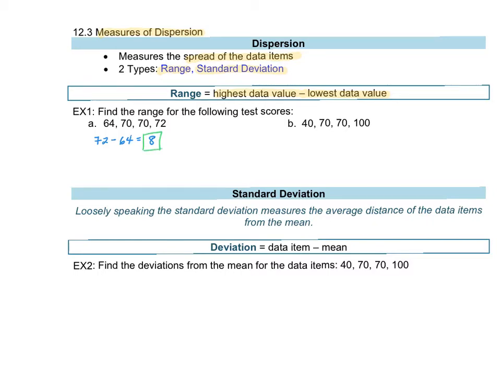Part B, the lowest is 40, the highest is 100. So my range is just 100. We'll subtract 40 to get 60.